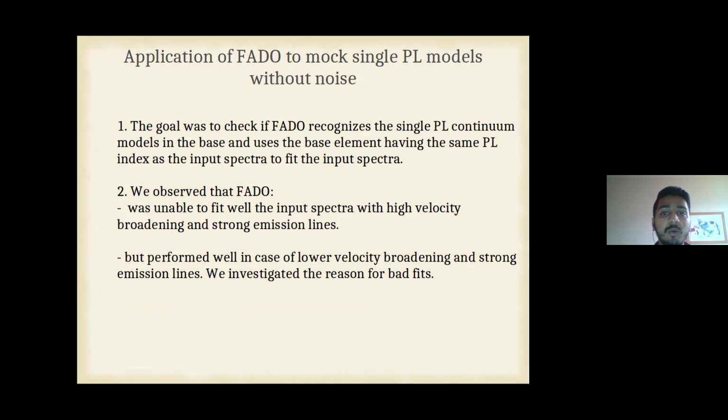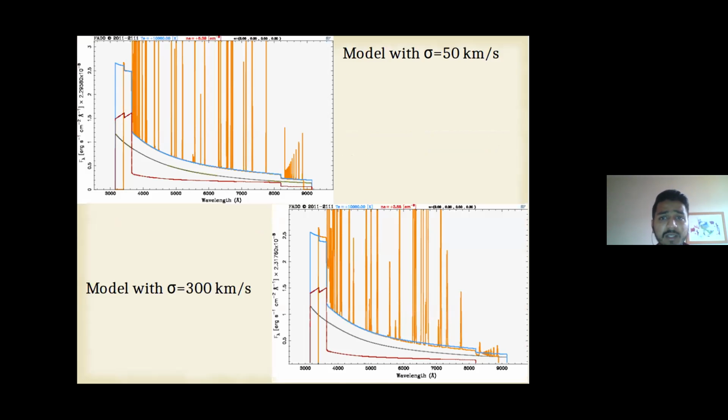The first goal after creating the model was to check if FADO can recognize the power law from a Seyfert 2 galaxy, and that's exactly what we did. We started to fit FADO to these noiseless, purely single power law models. What we observed was that for high velocity and strong emission lines, FADO had some bad fits. However, for low velocity and not so strong lines, and also in most of the cases, even for strong emission lines, it worked well.